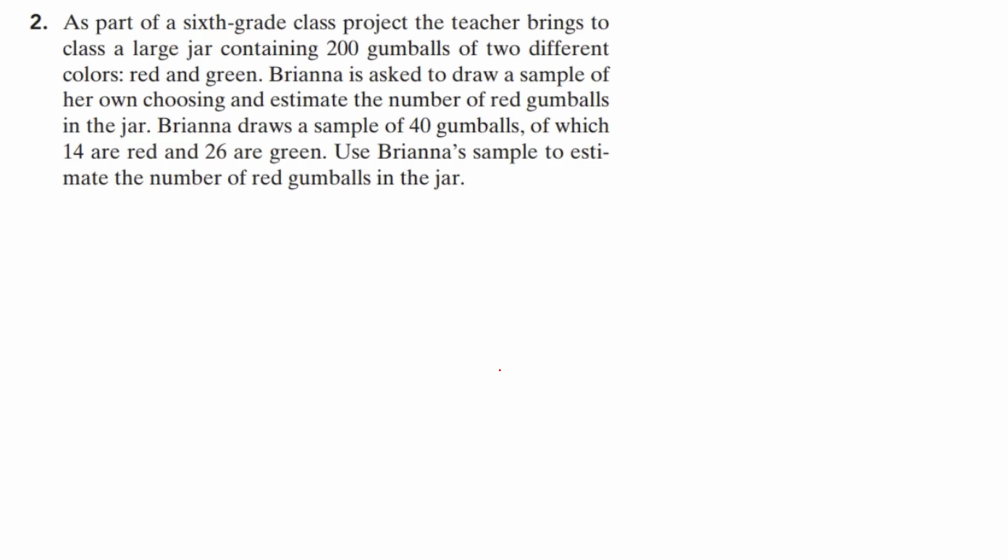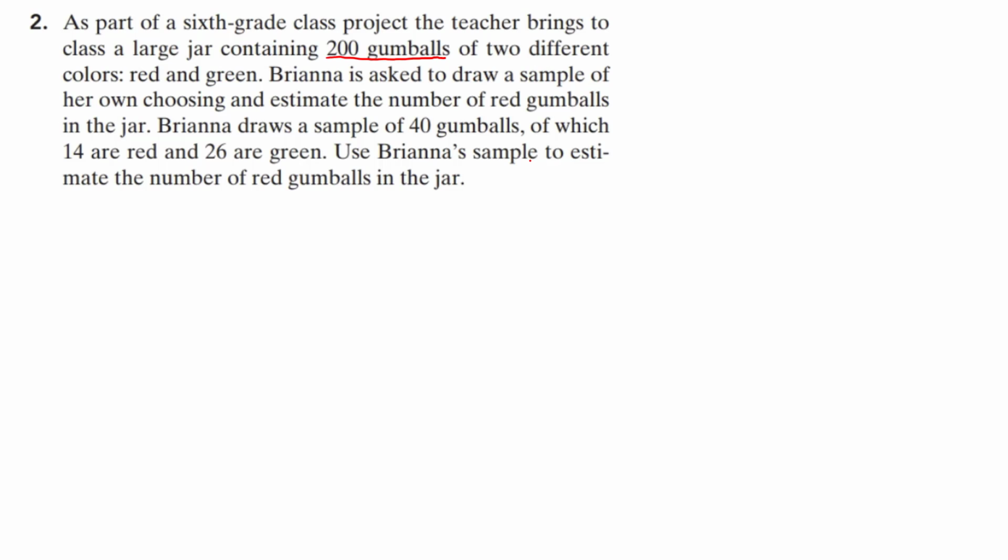Capital P is the size of the general population: a jar containing 200 gumballs, of two different colors, red and green. Brianna is asked to draw a sample of her own choosing and estimate the number of red gumballs in the jar. P is 200. Brianna draws a sample of 40 gumballs, of which 14 are red and 26 are green.